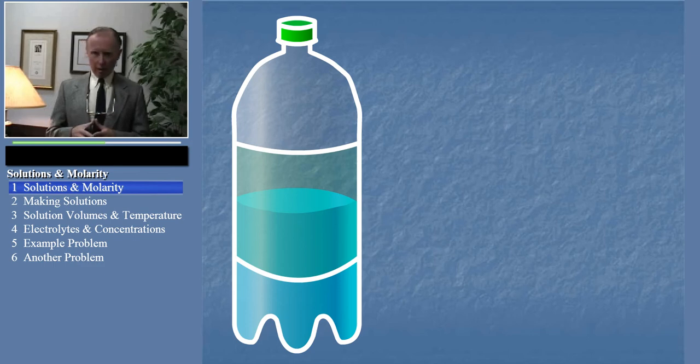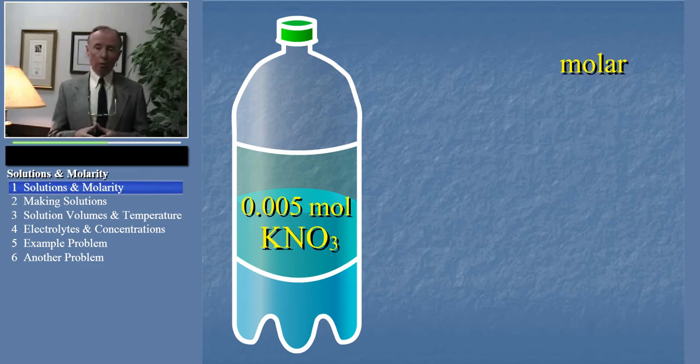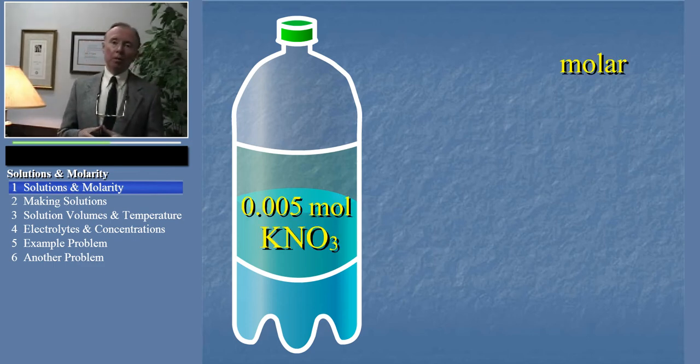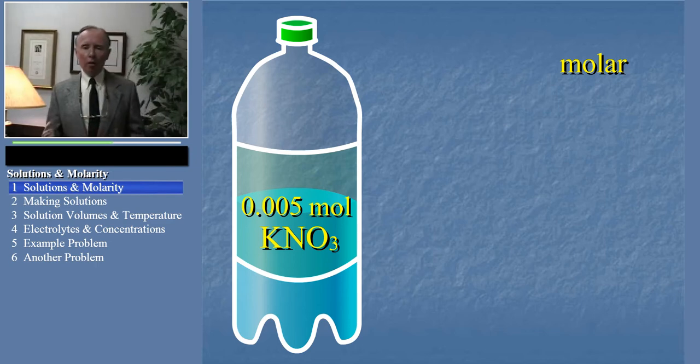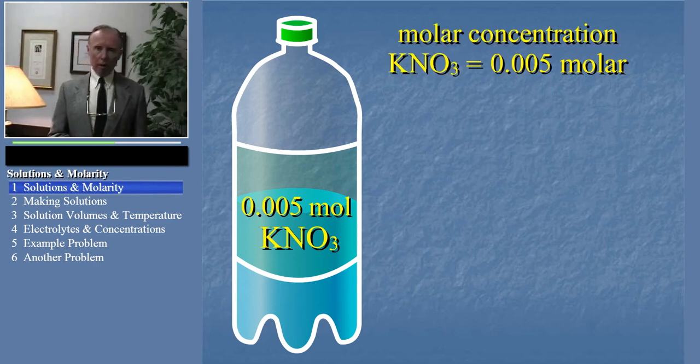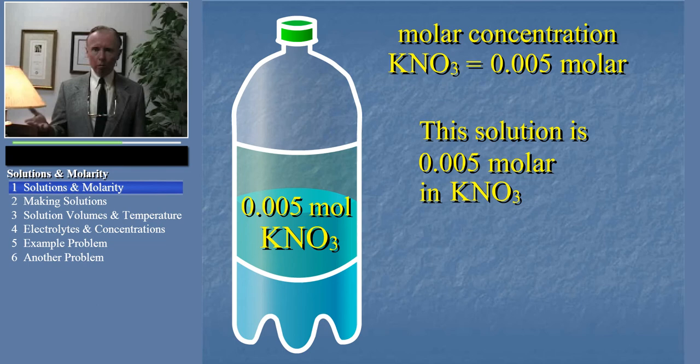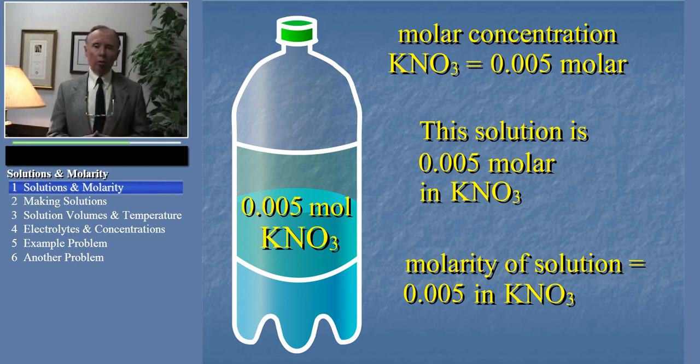Now, if in this liter of water I had, say, 0.005 moles of potassium nitrate, I would say that the molar concentration of potassium nitrate is 0.005 molar. Or I might well say, this solution is 0.005 molar in potassium nitrate. Someone else might say, the molarity of the solution is 0.005 in potassium nitrate.